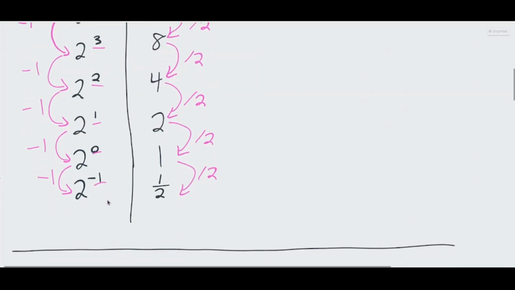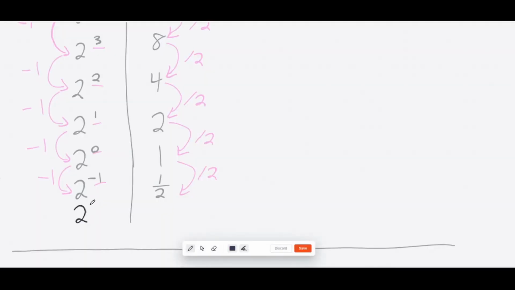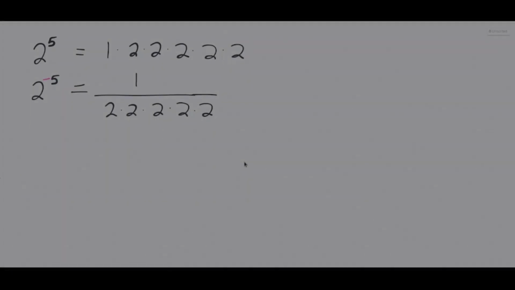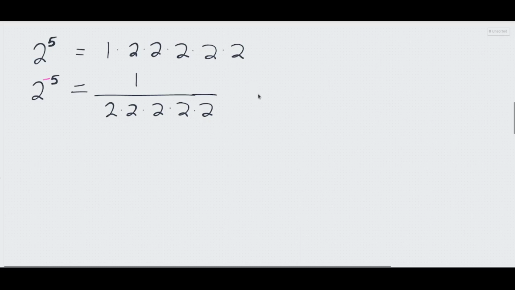And we could keep going as well. If we get 2 to the negative 2 power, just subtracting 1 from our exponent on the left, then on the right, we'll do 1/2 divided by 2, which should be 1/4. And if we continue it again, there's no end to this. We can just keep going forever in the negative direction. In this case, we'll have 1/4 divided by 2, which is 1/8. So hopefully this explains why negative exponents make sense.